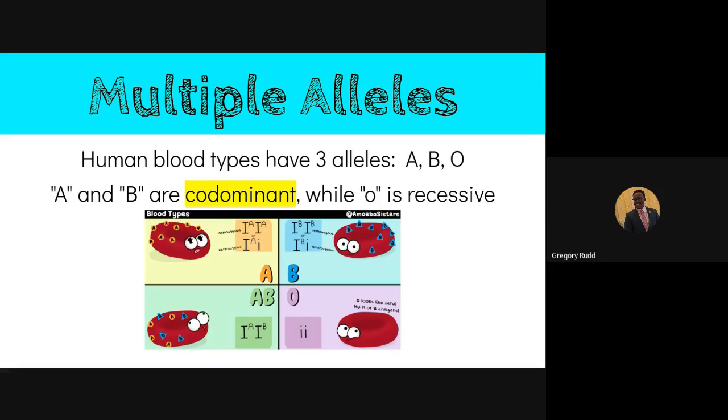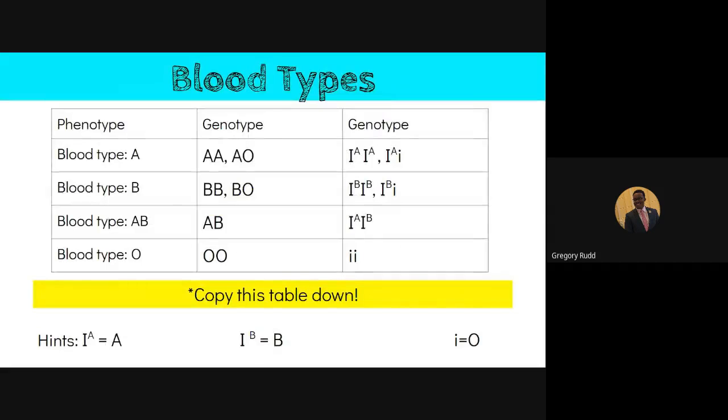Okay, so A and B are codominant, and then O is considered recessive. So this is a good chart to write down. Please do copy this table down in your notes. We've got 4 phenotypes for blood. You could have blood type A, blood type B, blood type AB, or blood type O.